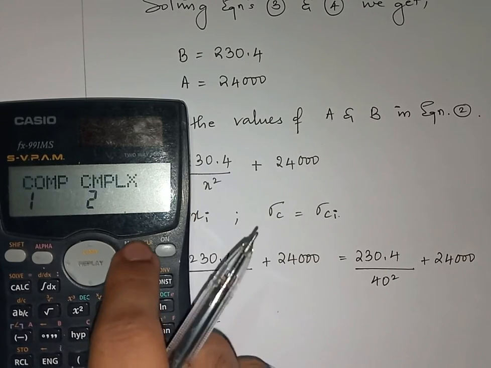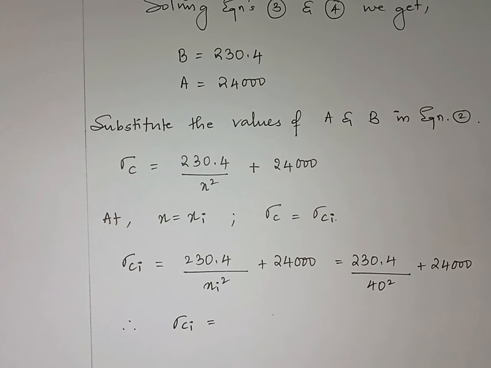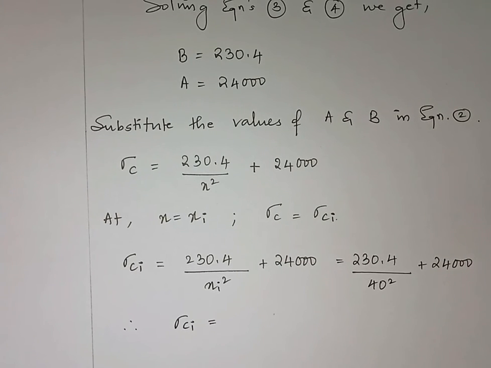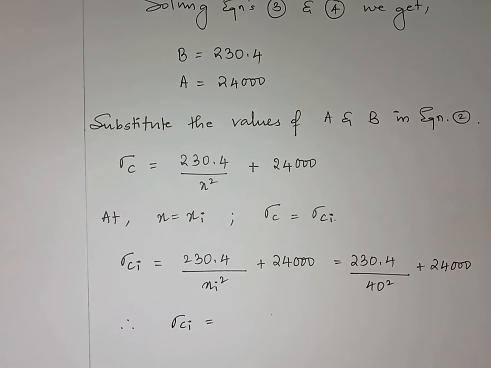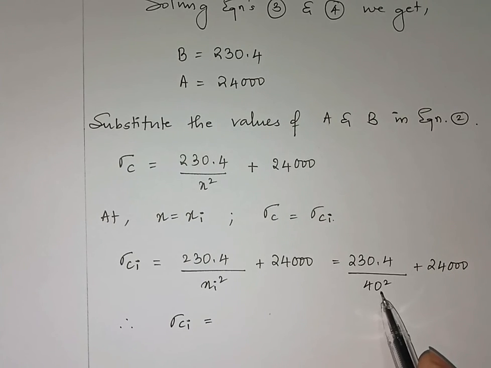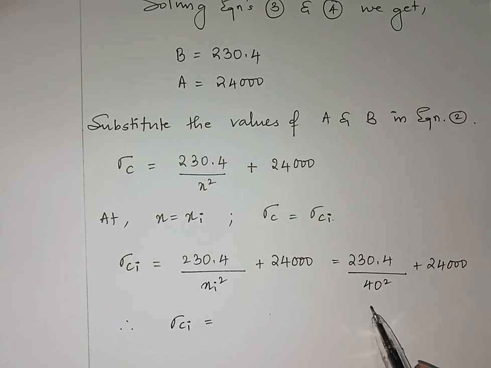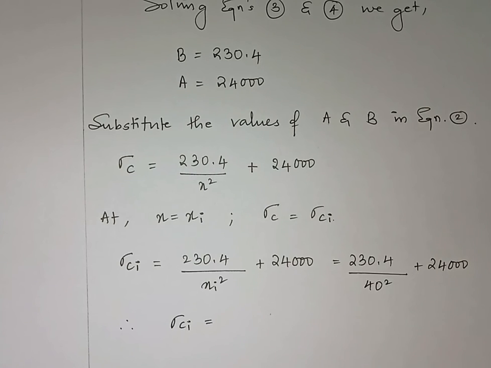Now here once again I need to be careful. Why I need to be careful here is that sigma Ci should be in Newton per meter square, because the pressure given to me is in Newton per meter square. This xi of 40 is in mm, so I want to convert it into meters. So what I need to do here is 40 into 10 raised to minus 3. That is the mistake I committed, so I'll write one more step here.